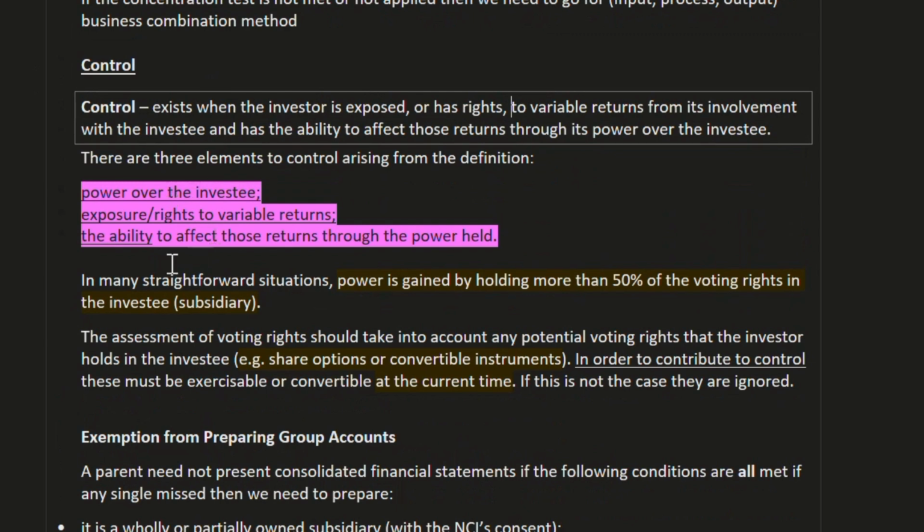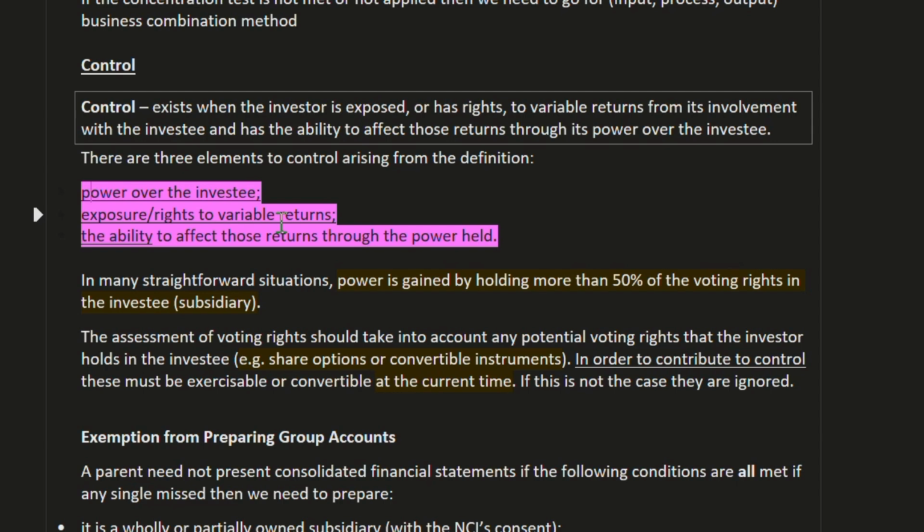There are three points: power over the investee, exposed to a right to variable return, and ability to affect those returns through power held. Simply, power over the investee means we got 50% or 51%. So we got the power because we are a parent now. Then this is exposed to a right to variable return.